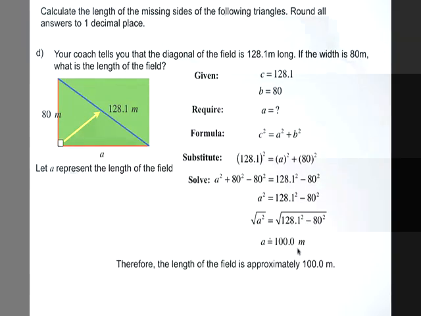And it's important that you keep the 0 in there to let people know that you've rounded to one decimal place. So therefore the length of the field is approximately 100.0 meters.